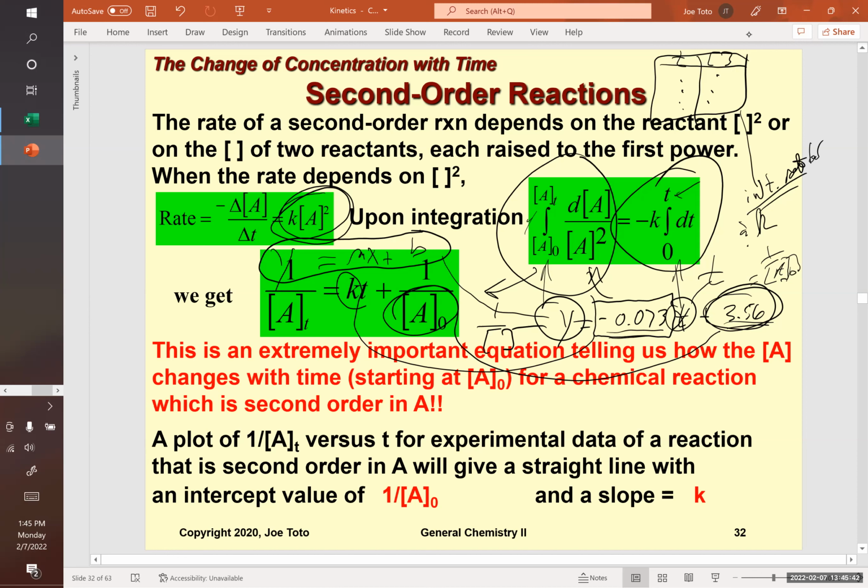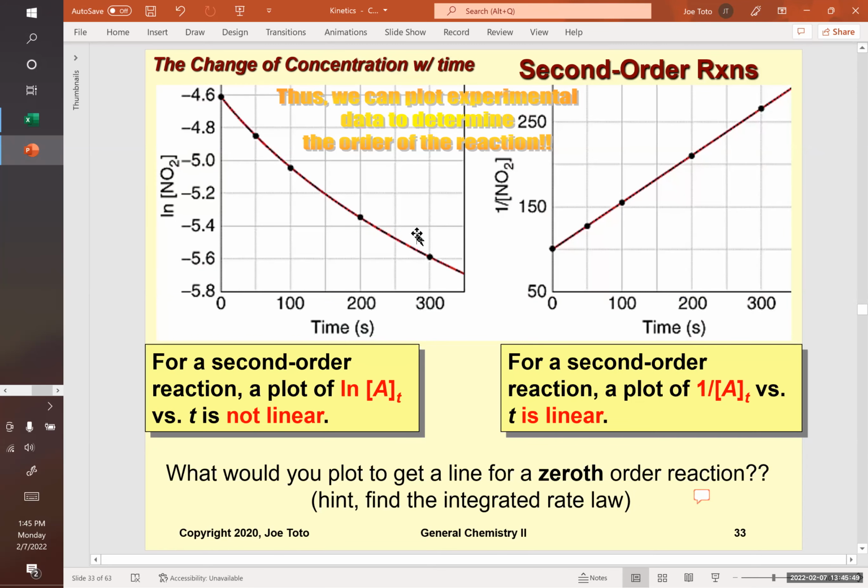All righty. Then that's what you're going to do for that lab using the integrated rate laws. And again, here we have an example for second order. Here's some experimental data. If I plot log of the concentration versus time, it's curvature. But when I do 1 over concentration versus time, I get a line. Then that tells me that the rate law must be second order.